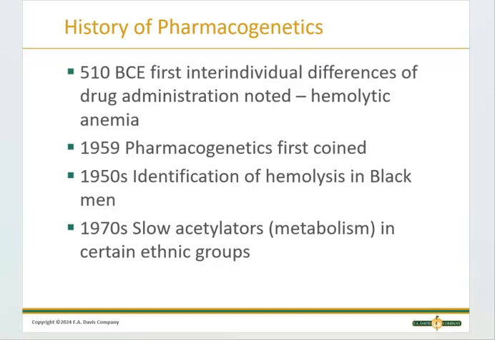510 BCE, first inter-individual differences of a drug administration noted, with hemolytic anemia in the 1950s. 1959, pharmacogenetics is first coined. In the 1950s, they identified hemolysis in Black men. In the 1970s, they realized that there are slow acetylators or slow metabolizers in certain ethnic groups.